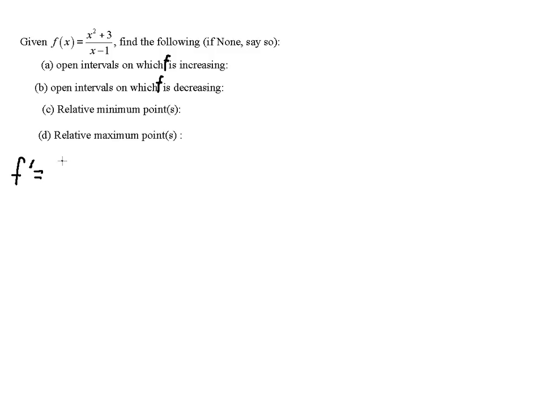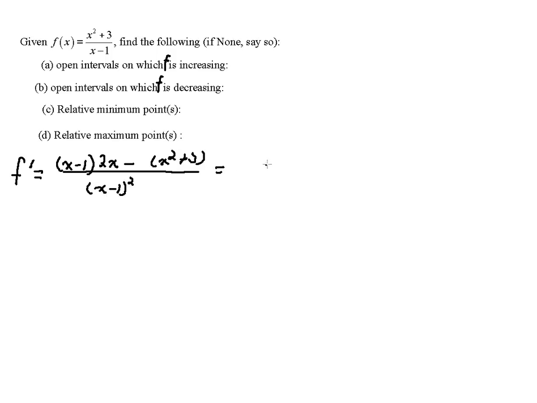So this is a rational function, so we're going to have to use the quotient rule in order to find its derivative. So it's going to be the bottom function times the derivative of the top function, which is 2x, minus the top function minus the derivative of the bottom. The derivative of the bottom function is 1 all over the bottom function squared. So let's clean this up a little bit, makes it easier.